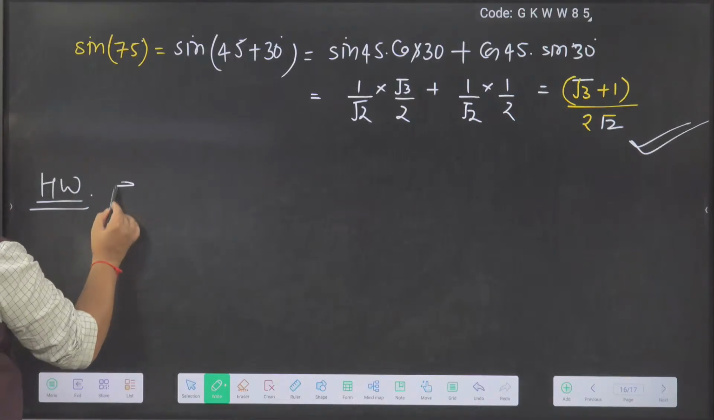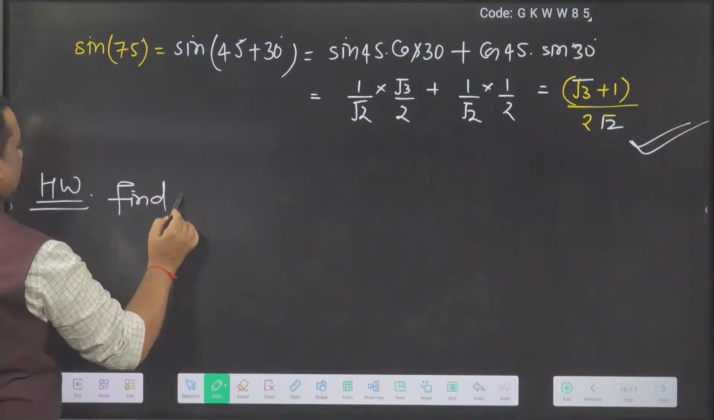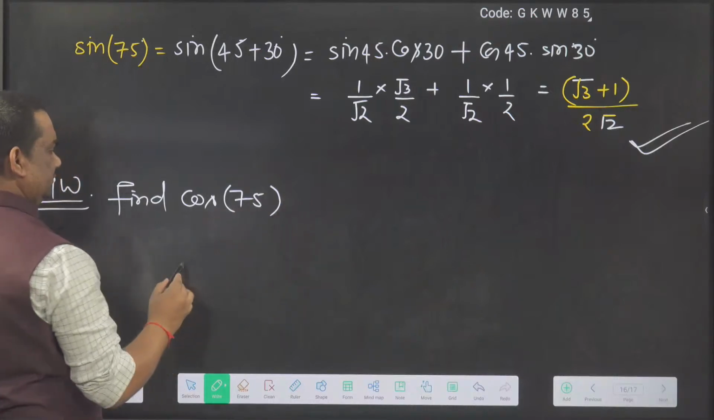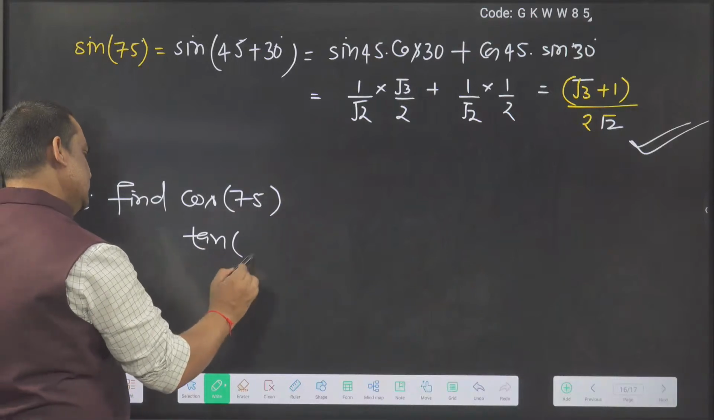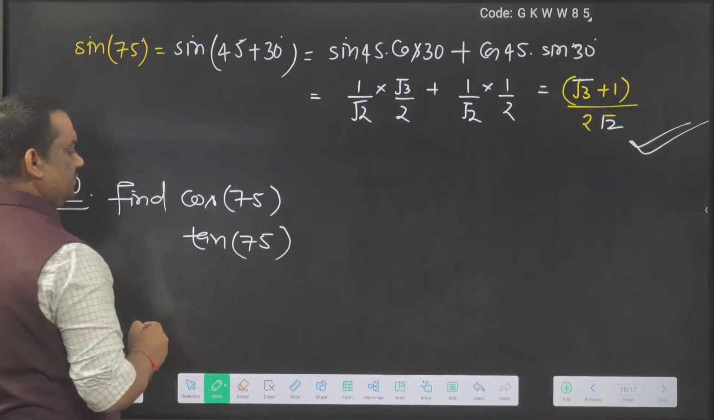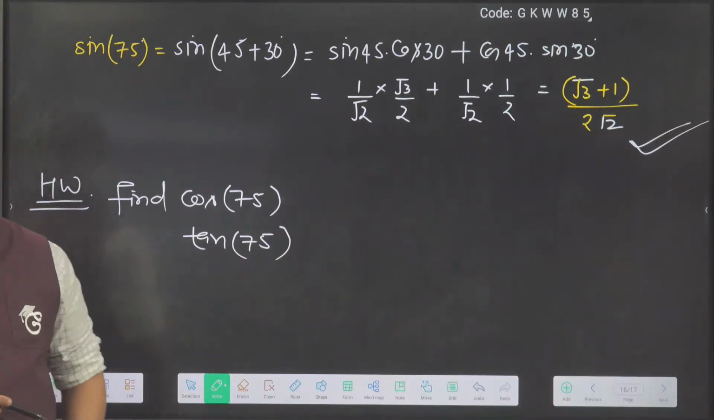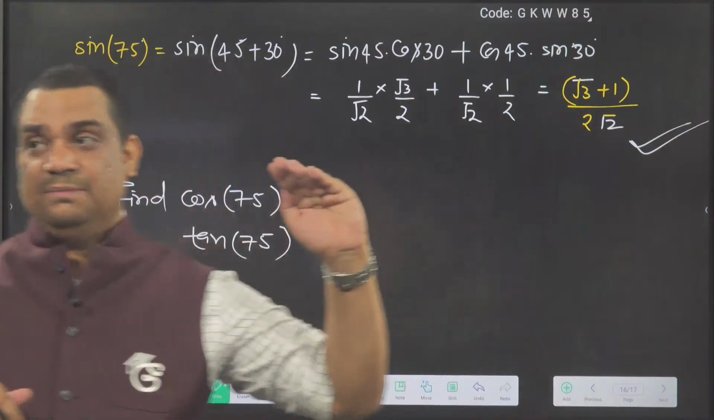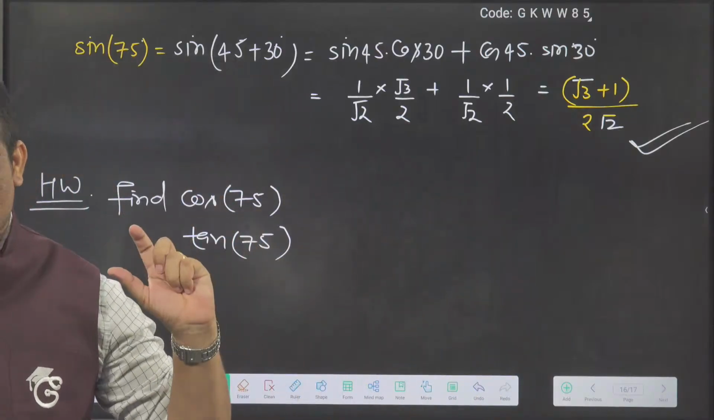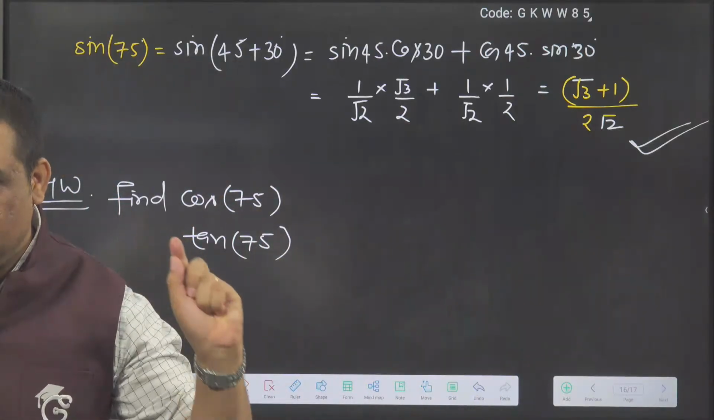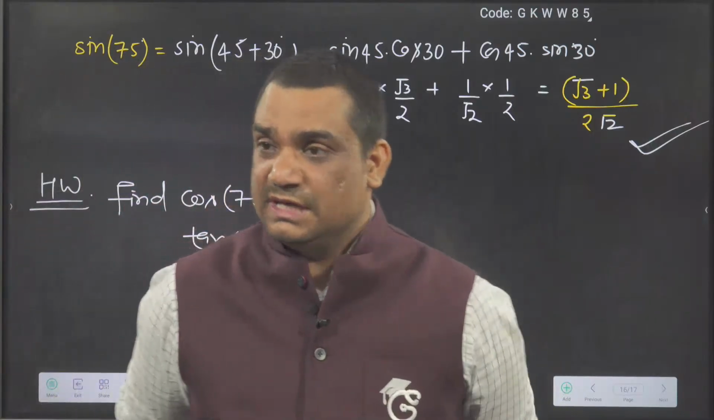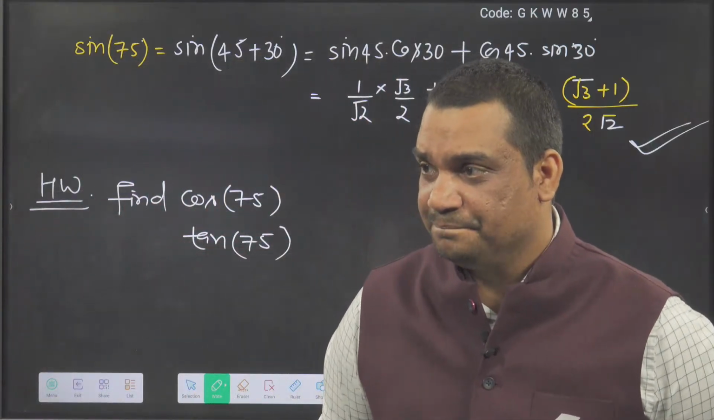Homework: find cos 75 and tan 75. For tan 75, you don't have to use the formula. You will simply use sine theta by cos theta. Clear?